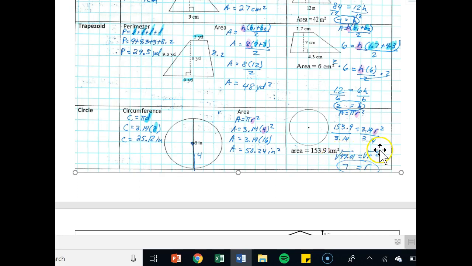Just like if we had multiplication, to undo that, we divide. If we have division, to undo that, we multiply. So to undo something squared, we take the square root.